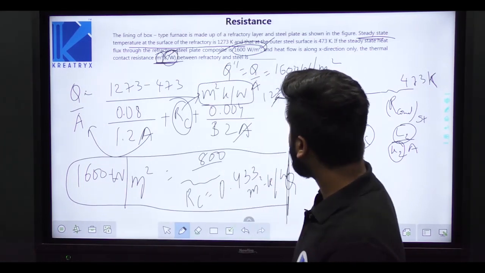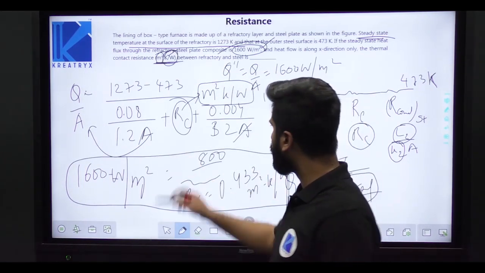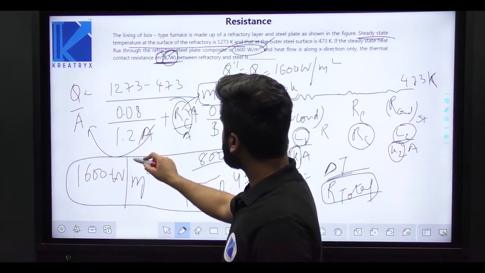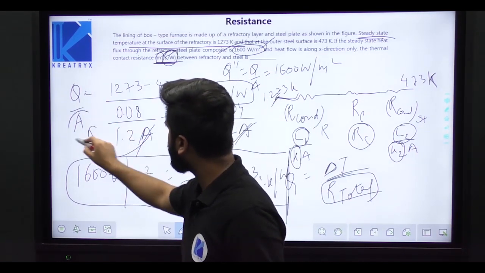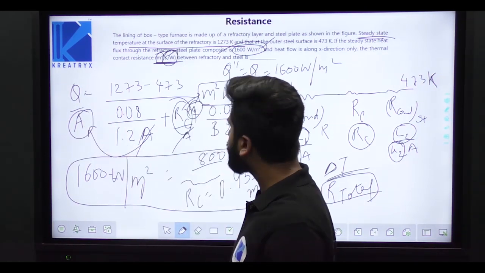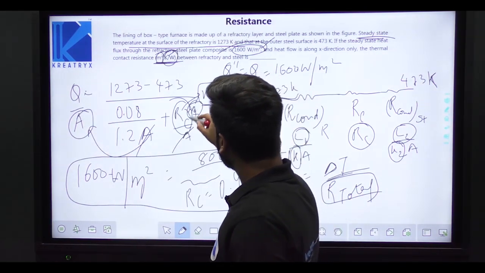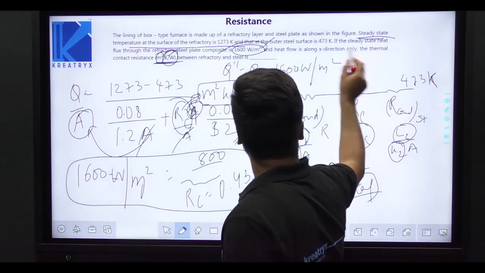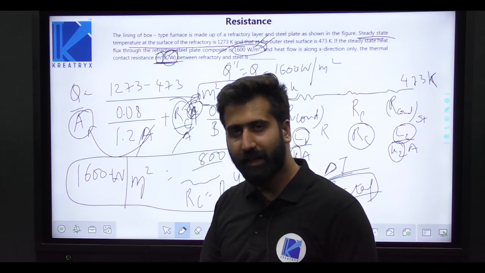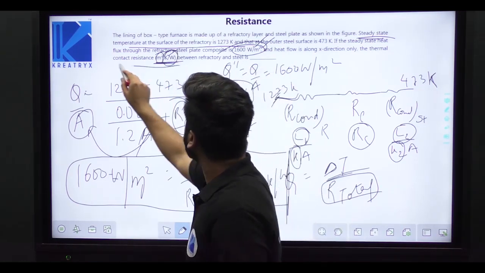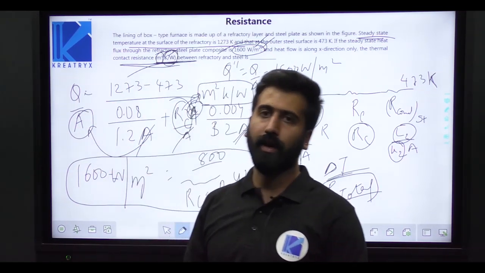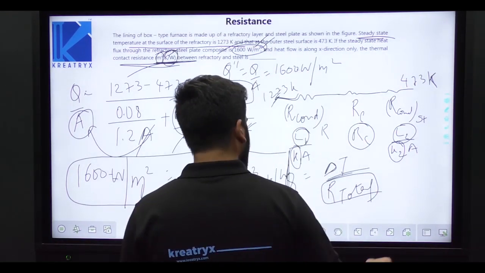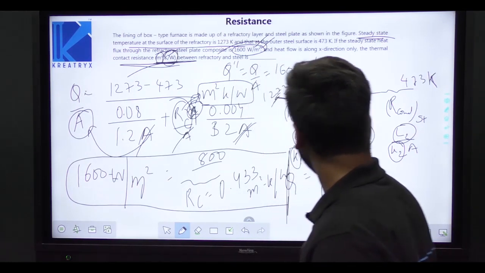Okay, so when you take A common from here, if you multiply A here and A here, this A goes here, and this A is left here. So the units of area are meter square, and that is why when flux is given to you, heat flux is given to you, the units of contact resistance will be meter square Kelvin per watt. Let's move on to the next question.